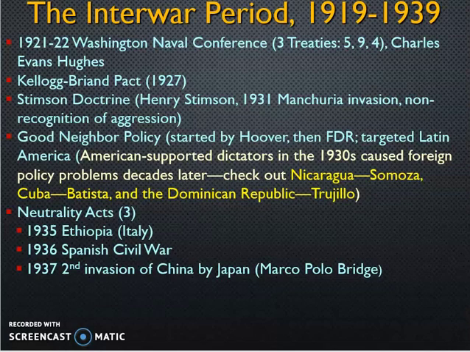So they have this conference in Washington in which there's three treaties. The one I want you to know is the Five-Power Treaty, and that's going to limit the size of your Navy. The Secretary of State at this event will be Charles Evans Hughes, who is Secretary of State for Warren G. Harding. Then Kellogg, Frank Kellogg is the American, Briand, Aristide Briand is the Frenchman.